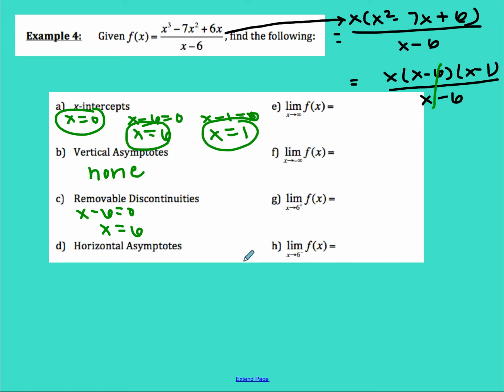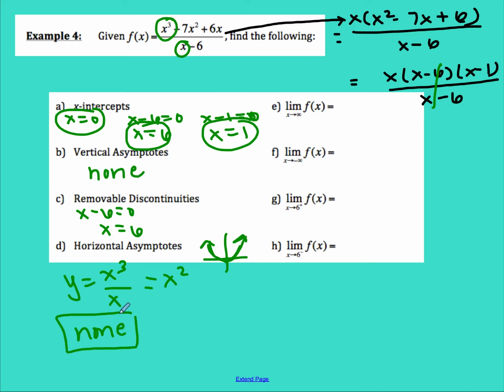Horizontal asymptotes come from doing leading term over leading term. So I would go back to the original to find horizontal asymptotes. So my biggest degree in my numerator is x to the third, and my biggest degree in my denominator is x. X to the third over x to the first reduces to x squared. Does x squared have any horizontal asymptotes? No. So there's actually none for the horizontal asymptotes.